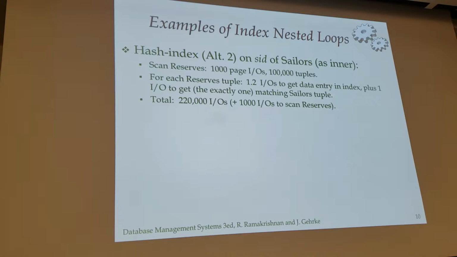So the cost of doing this is gonna be the 1,000 IOs to scan reserves. And now, to get the sailor that corresponds to that SID inside reserves, it's gonna be 1.2 IOs using the hash index to get basically the RID for the sailor tuple, and one IO to get the sailor tuple, because there can be only one. So it's gonna be 1,000 plus 100,000 times (1.2 plus 1), 100,000 times 2.2, that's where the 220,000 comes from. And you put that together with 1,000 IOs, and that's gonna be the cost of executing that plan.